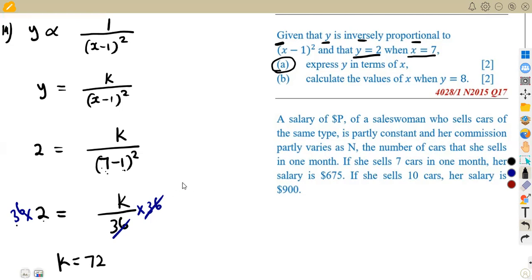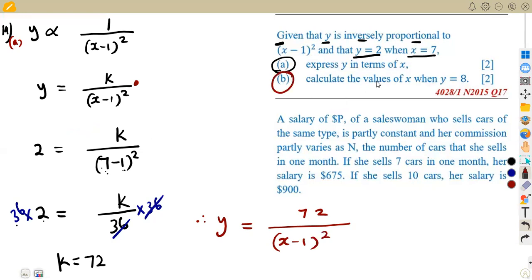But that is not the question. The question here is to express y in terms of x. What is wrong with the first part here? It's the constant that is also involved. We are having another letter instead of just y and x. So having found the value of k, we are going to substitute back into this part. So from our item A, y is going to be equal to the constant, that's 72 in this case. We're going to have 72 over x minus 1 squared. So that is the first question, which is our A.